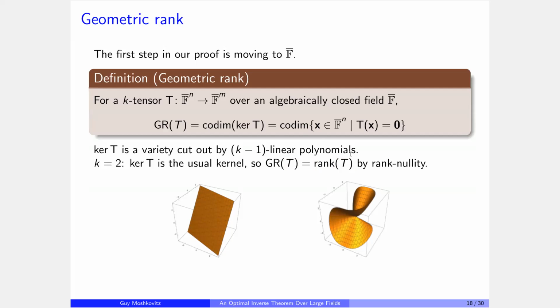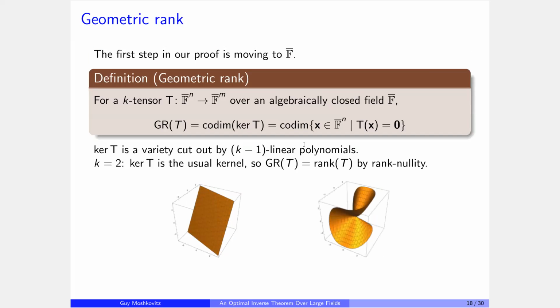Well, then it's a different story. Then the kernel is no longer a linear subspace. It's some kind of complicated variety. And then it's the realm of algebraic geometry. And then we really need to talk about the notion of codimension from algebraic geometry.